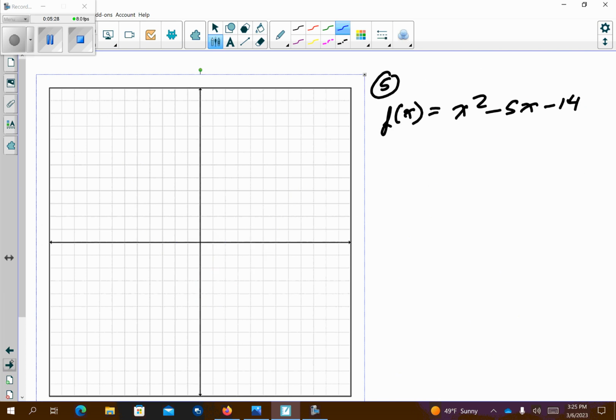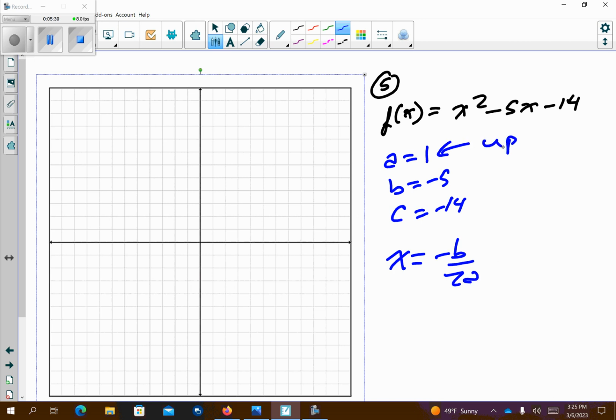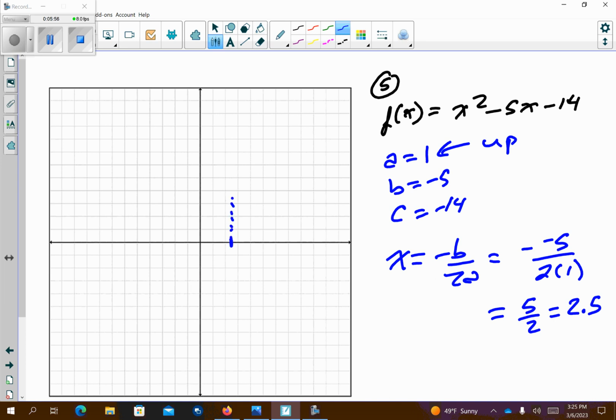Problem number 5. This is one where you have to list a equals 1, b equals -5, c equals -14. I'm going to do x equals -b over 2a. This parabola opens up because that's positive. So I'm going to get -(-5) over 2 times 1, so that's going to give me 5 over 2. Oh boy. So that's the same thing as 2.5. So 2.5, 1, 2, it's like here in between. That's kind of strange, but the vertex could be there. Let's not worry about doing the rest of this one because I'm not going to give you a fraction, so we can skip the rest of this one, okay?